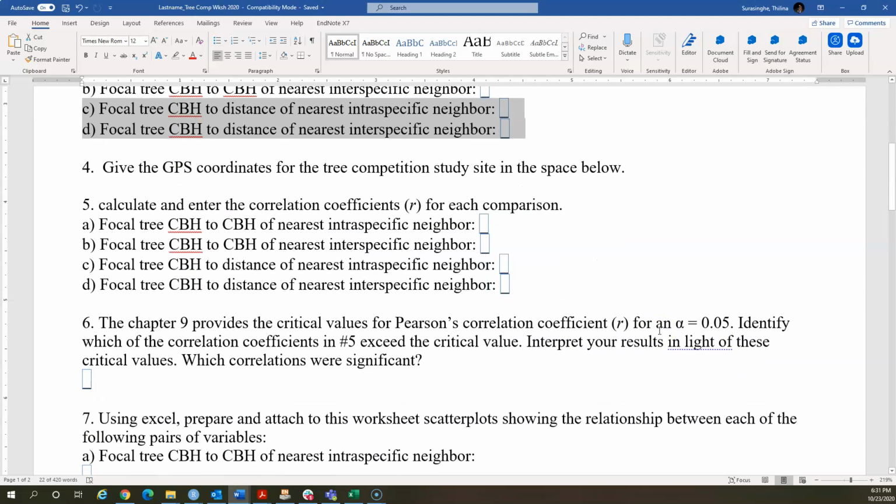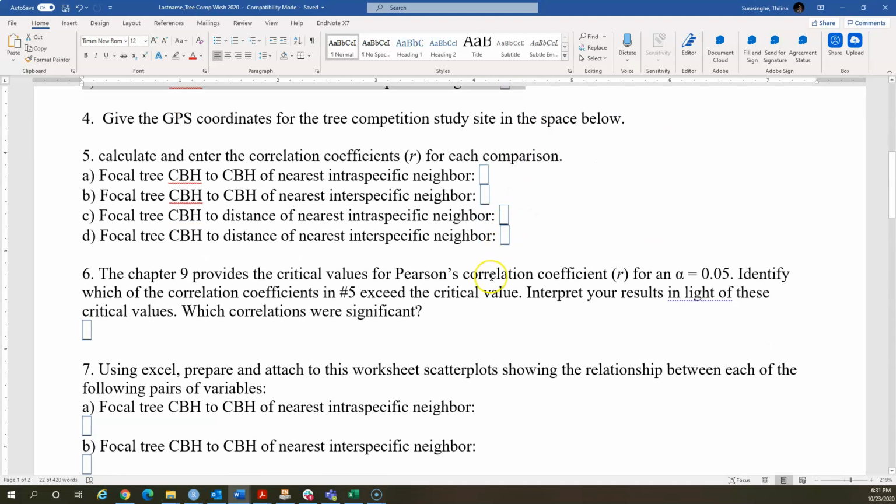Question number 4 is very easy. Write down the GPS coordinates that I have already given you. Question number 5 involves some math.